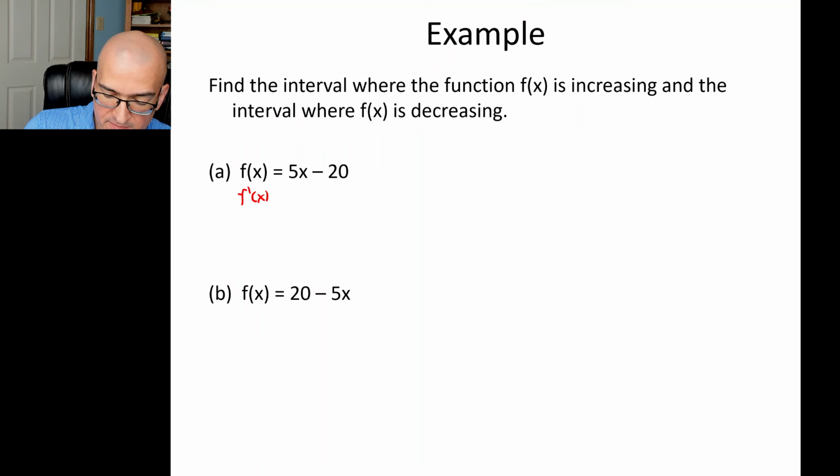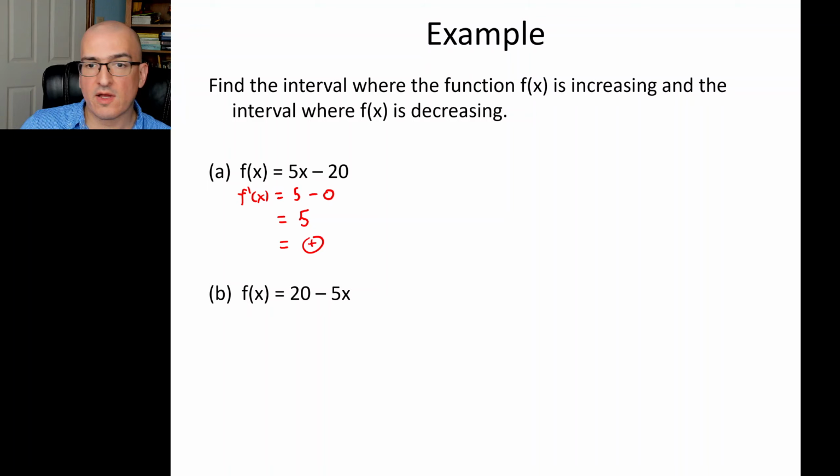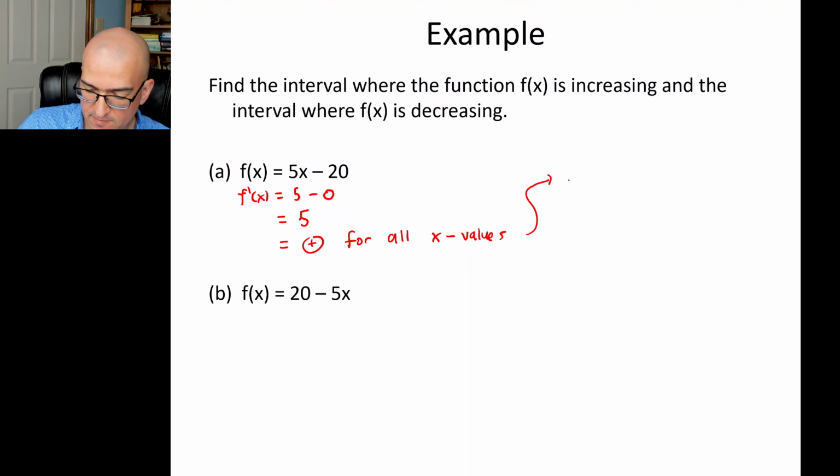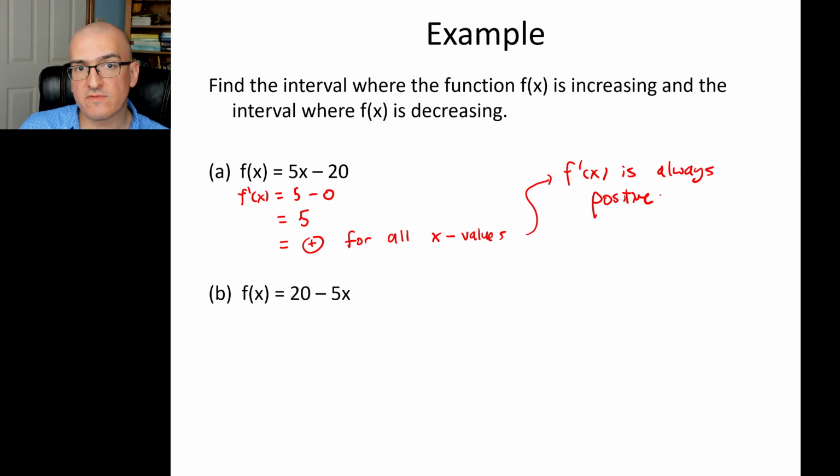f prime of x is equal to 5 minus 0, which is 5, which is positive. And notice that this is positive for all x values. So f prime of x is always positive. That means the function is always increasing.